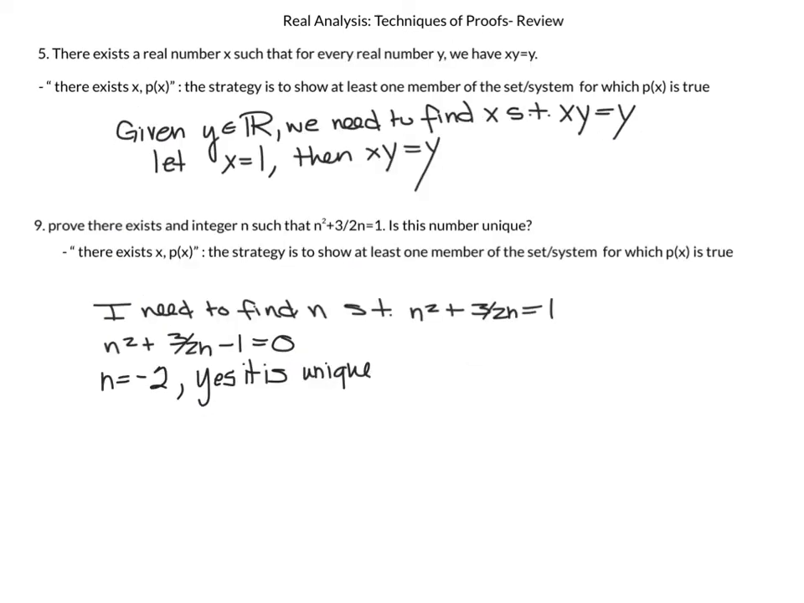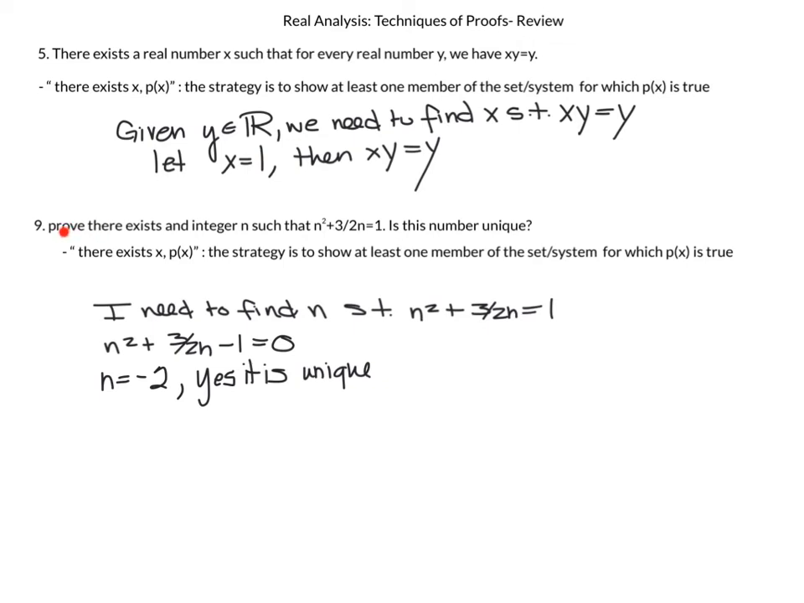The next one, there exists a real number x such that for every real number y, we have xy is equal to y. So that's a there exists. To prove a there exists, you just need to show one solution. So in general, xy is equal to y. If you let x equal 1, that is always true.